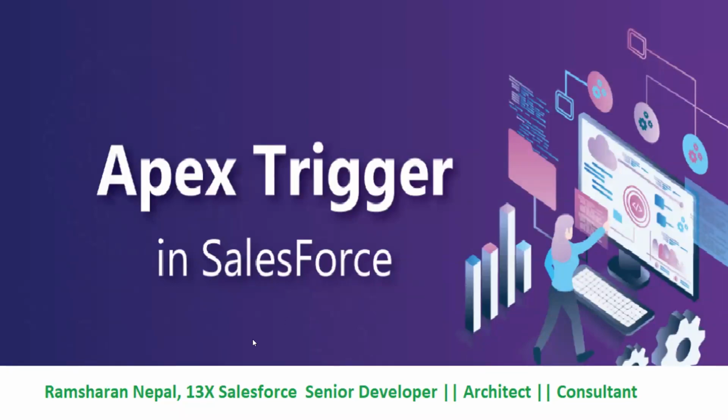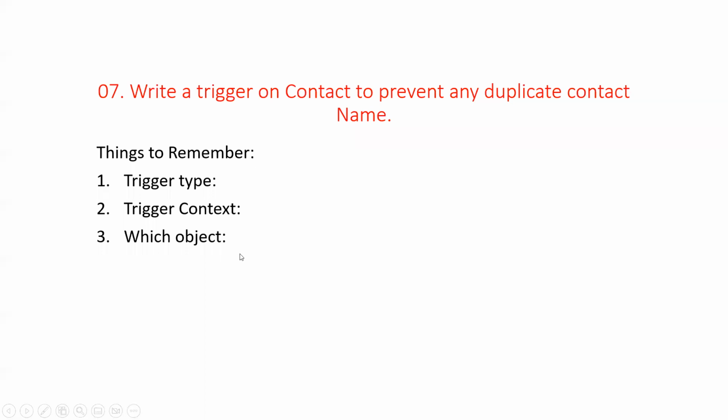We are following up with Apex triggers, different use cases, and the Salesforce best practices in writing Apex triggers. For this episode, we're going to talk about a different scenario. The problem is a little bit different from the six scenarios we solved before. Now we are in episode 7, and this is problem number 7. What we are solving is writing a trigger on the contact object to prevent any duplicate contact name.